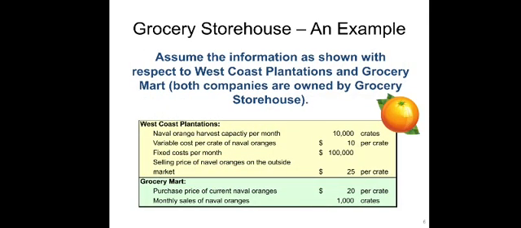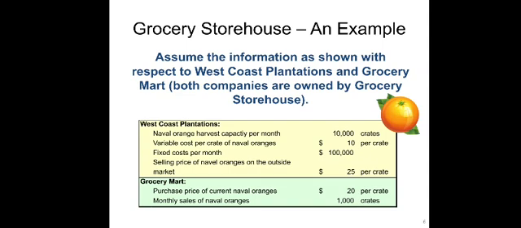Okay, let's say this is an example. So remember, this is the process of setting transfer price using negotiation approach. Assume the information shown with respect to West Coast Plantations and Grocery Mart. Both companies are owned by Grocery Storehouse. So the big company is the Grocery Storehouse. Under this big company, there are two segments: West Coast Plantations and Grocery Mart.